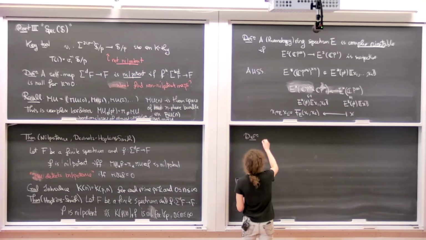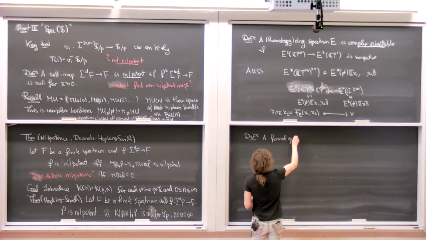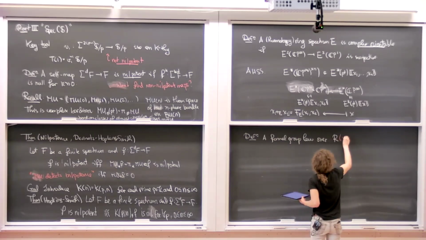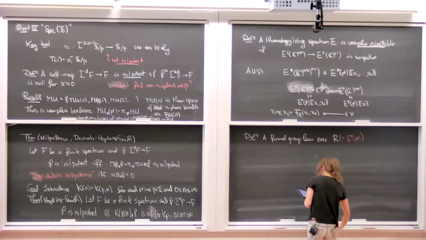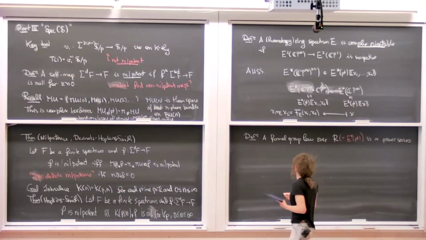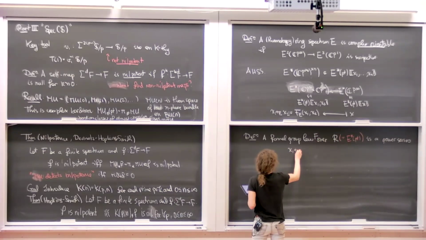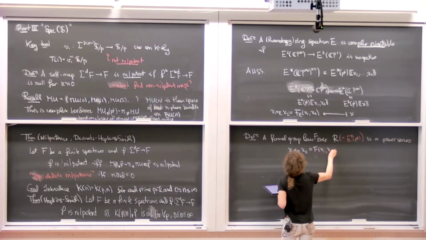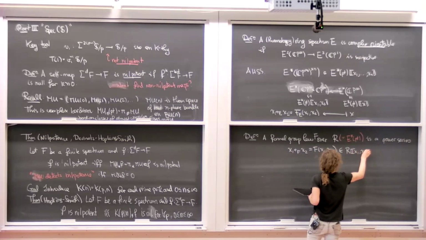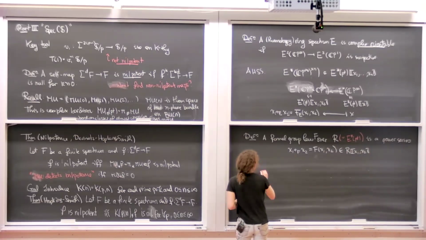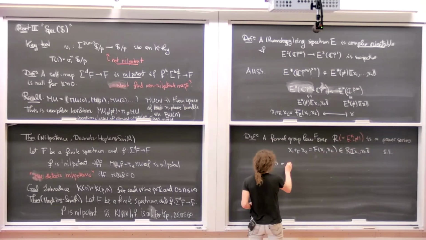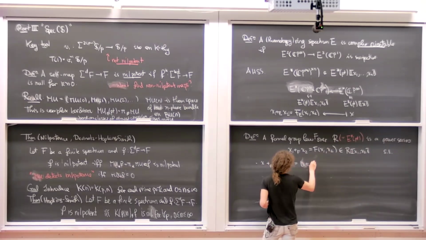The point is that this series enjoys a lot of properties, which I'm going to gather in this definition. A formal group law over a ring, and in our example we're looking at the ring E star of a point, is a power series, which we like to write like this, such that if I plug in 0 in one of the variables, I get X, and I get the same thing if I plug in 0 in the other variable.